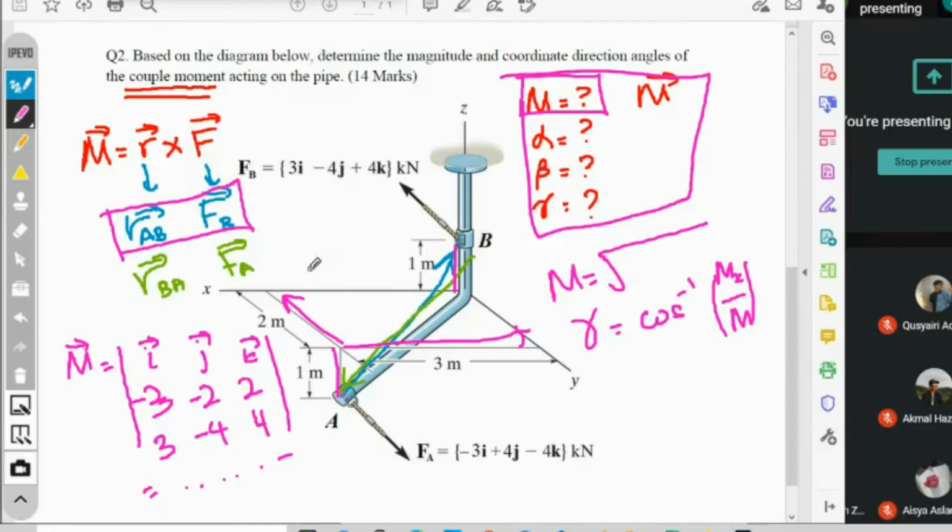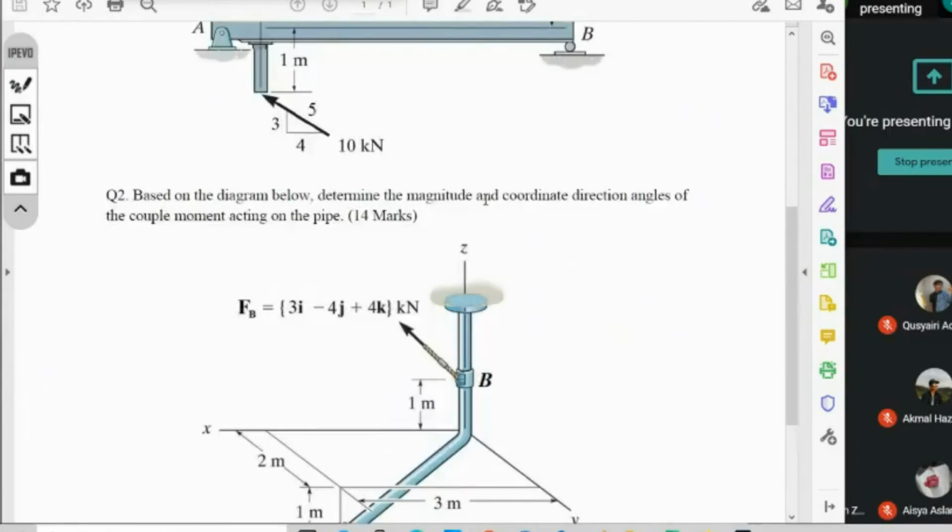All right, so that is based on the quiz from last class, which is about couple moment, which will be part of the syllabus that is covered in your midterm, right? That's the last topic that will be covered in your midterm. The probability of having a question on couple moment is quite high, so make sure you do not lose any marks there, right? So that's it for the explanation for the previous quiz.